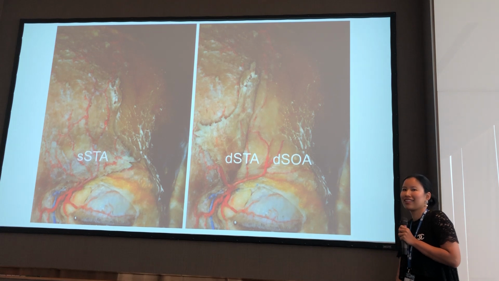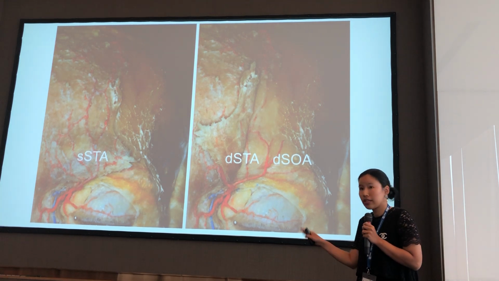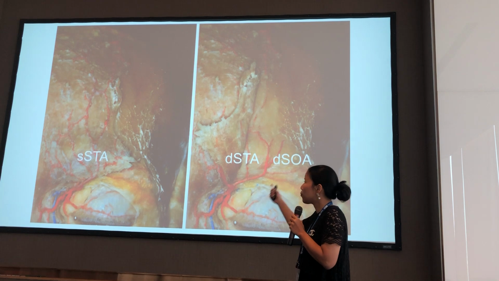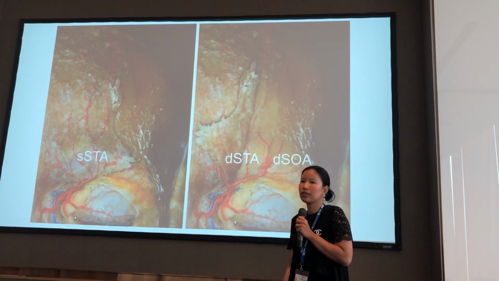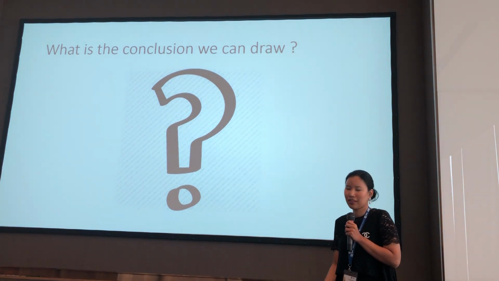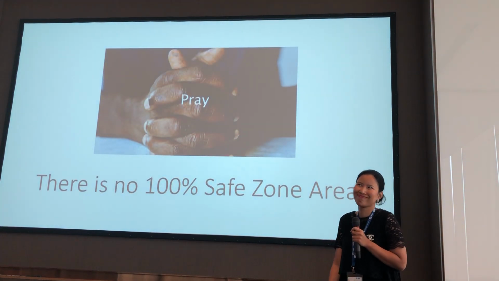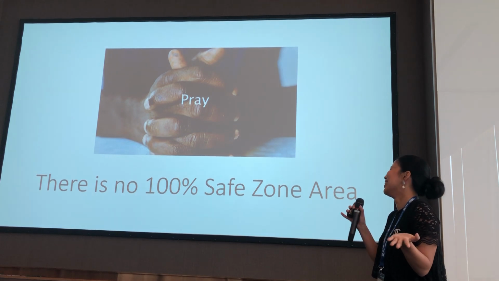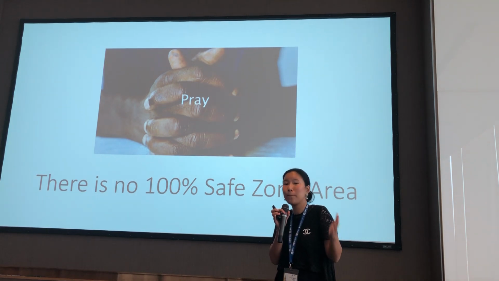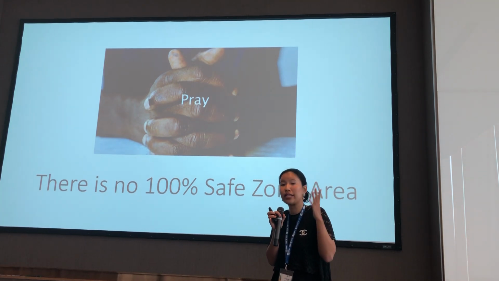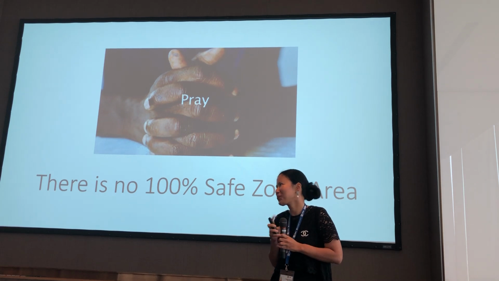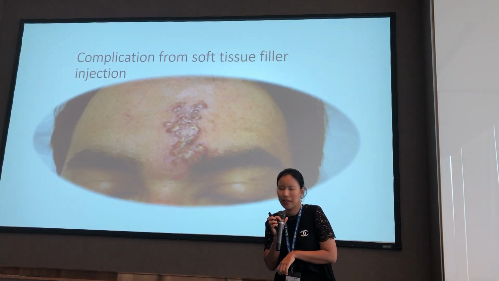So what does it mean? It's overlapping. So actually, in this area, there's no 100% safe zone. The area that is said to have no deep vessel can have overlapping with the superficial vessel. No such zone exists. So this is the conclusion that we can draw. And what should we do? There's no 100% safe zone for injection, not just for the forehead, but every single place on the face and the body. We all have variation. So, okay, we have to pray, right? But knowledge does have a role here.